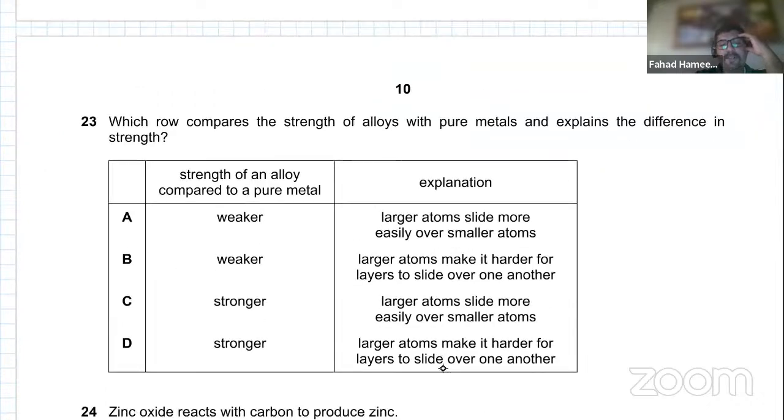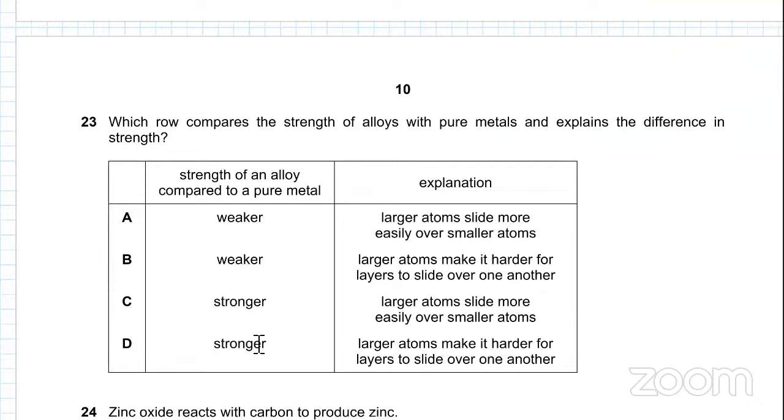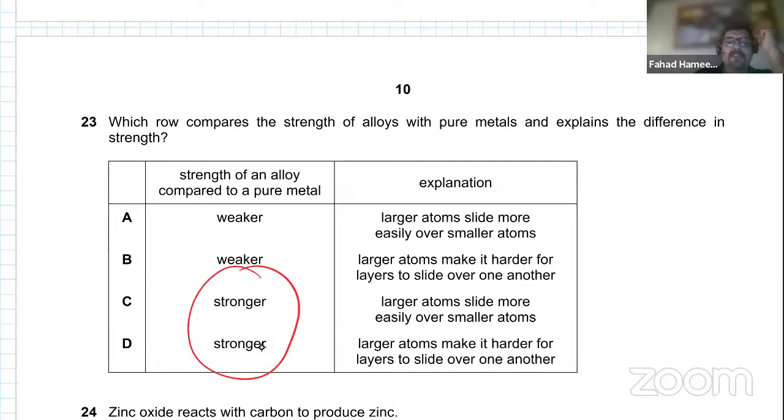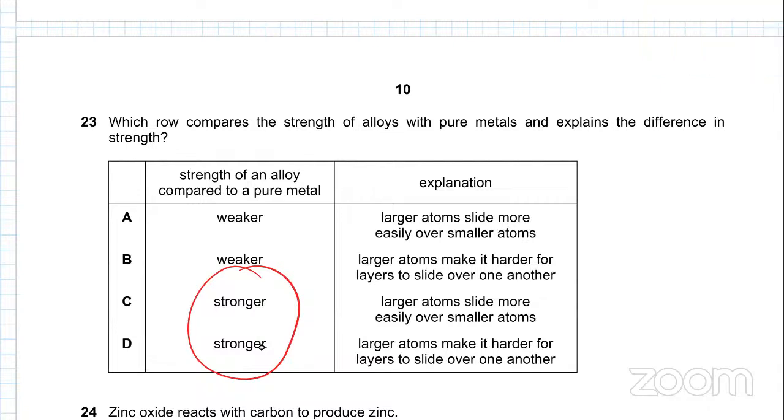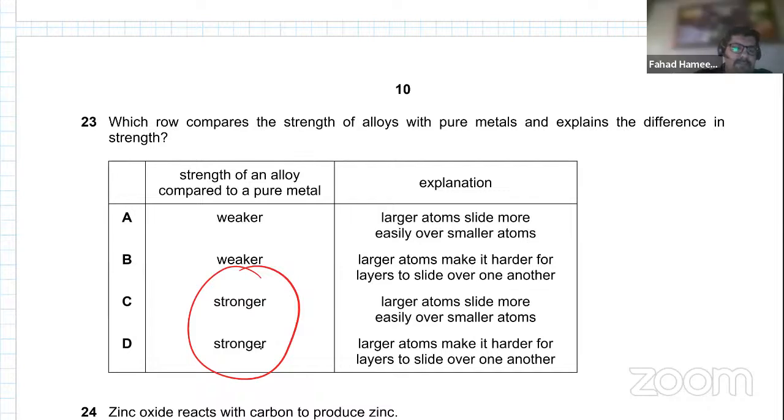Which row compares the strength of alloys with pure metals and explains the difference in strength? What is the strength of an alloy, stronger or weaker? Stronger, so it's stronger. And what's the explanation why the alloy is stronger? Because the larger atoms make it harder for layers to slide over one another. Okay, D. So D.